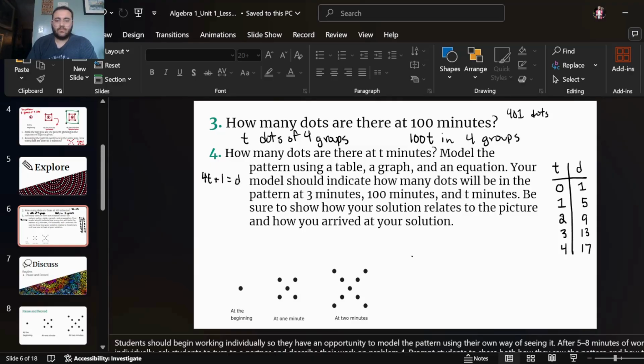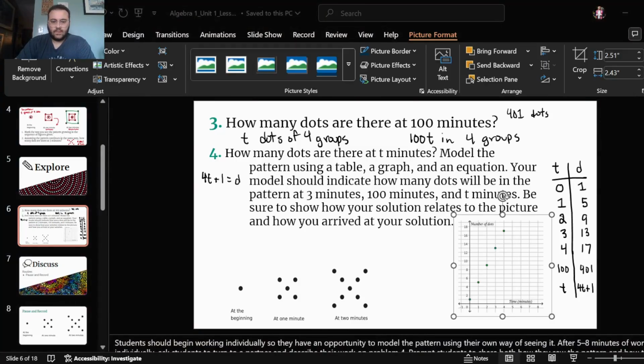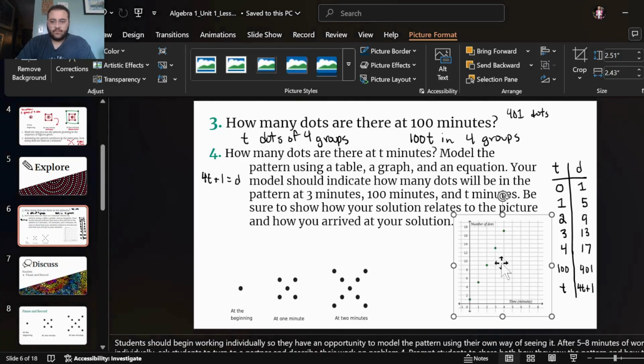That's our table. I'm going to paste an image of our graph here in a second. It's a little bit difficult to graph this here, but we do know at 100 minutes, there will be 401 dots. So that means at t minutes, there are 4t plus 1 number of dots. Really important to see that. Here is a picture of our graph.